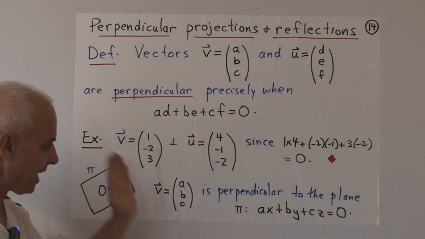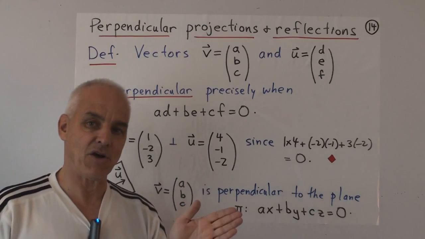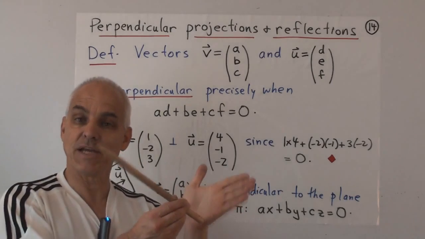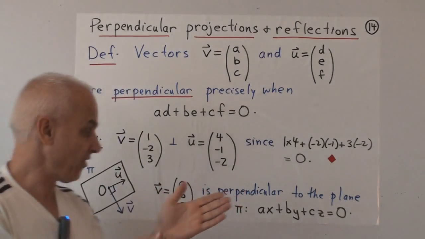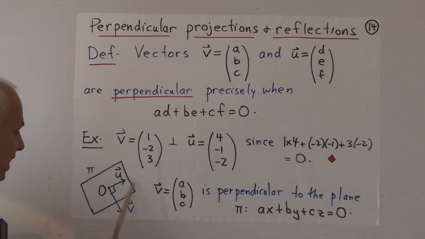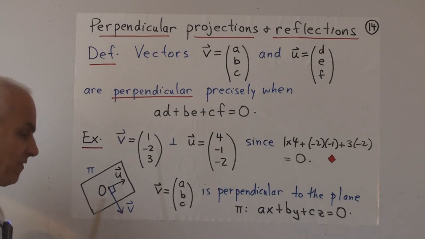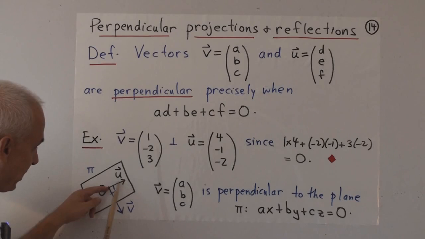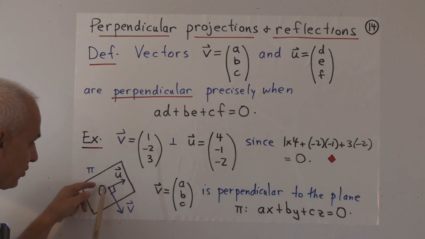So this allows us to define the idea of a normal to a plane. When is a vector perpendicular to a plane? What does it mean? So here's a plane pi. Let's say it goes through the origin. Here's a vector v. What do we mean when we say this vector v is perpendicular to the plane? It simply means that it's perpendicular to every vector lying in the plane.